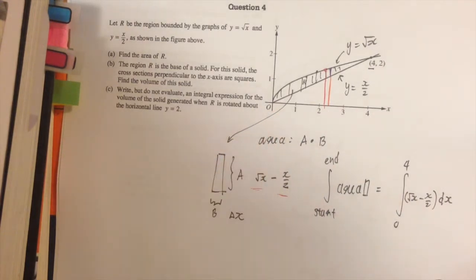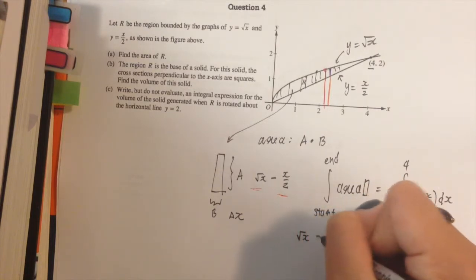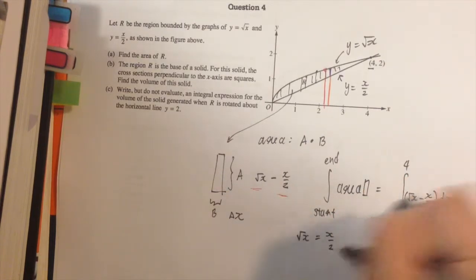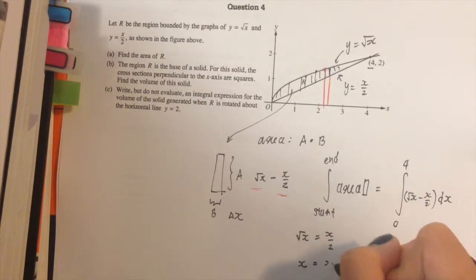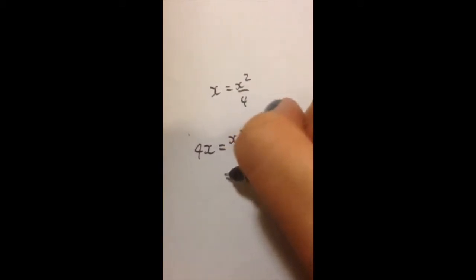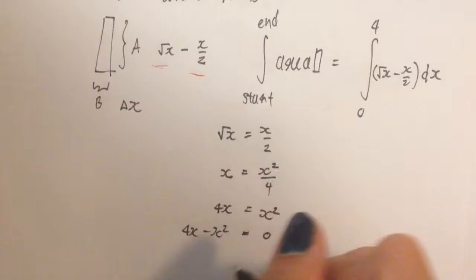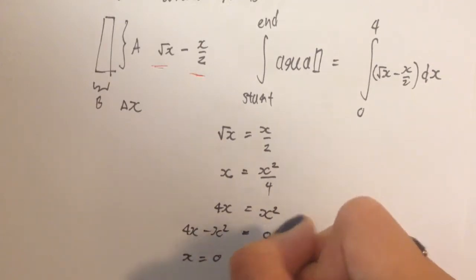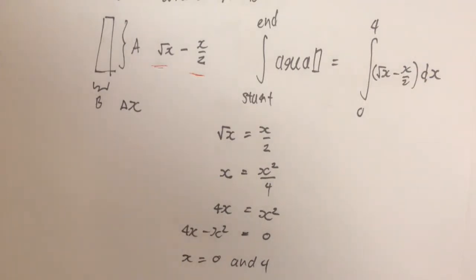Another way to do this is to solve it with equations. So you would make the function square root of x equal x divided by 2. Now if you square both sides, you would get x equals x squared divided by 4. So you would move the 4 over to be 4x equals x squared, and 4x minus x squared equals 0. x could be 0 and 4, and we see that the 0 is here and 4 is right there.